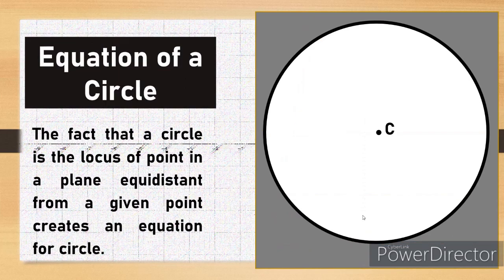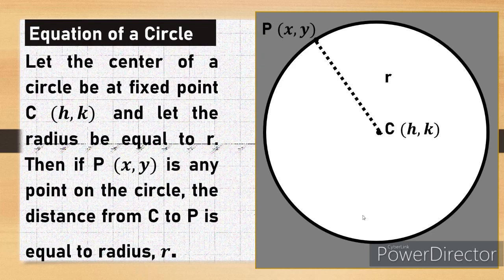Okay, let's have now the equation of a circle. The fact that a circle is the locus, also meaning set of points in a plane equidistant from a given point, creates an equation for a circle. So let's have here, let the center C with coordinates (h, k) and let the radius be equal to r, and then we also have here point P on the circle with coordinates (x, y). So the distance from the center to the point P is equal to the radius r.